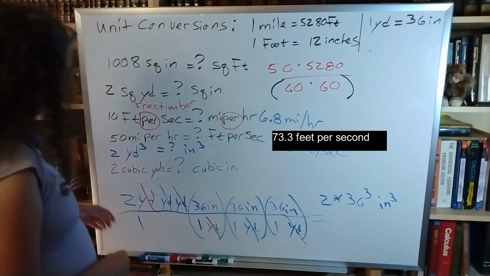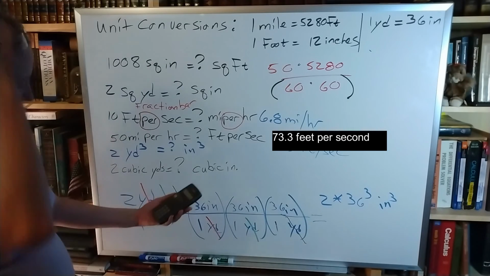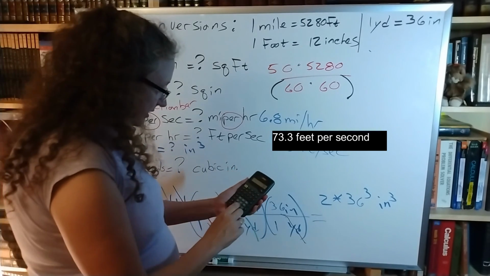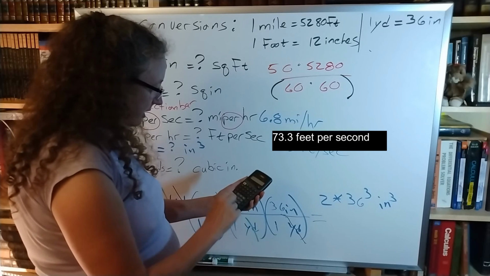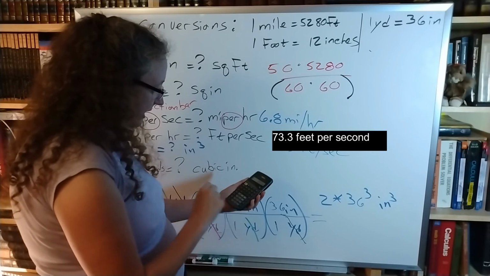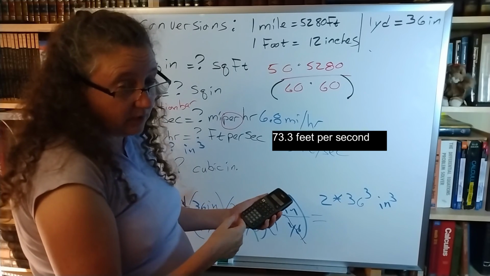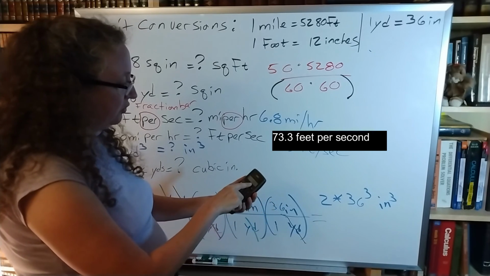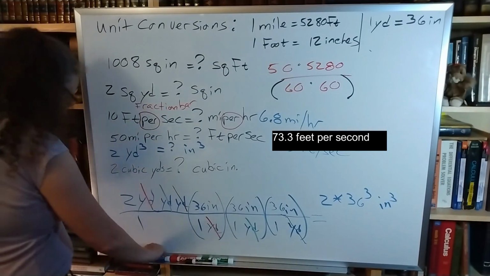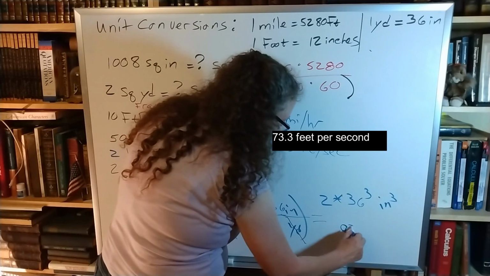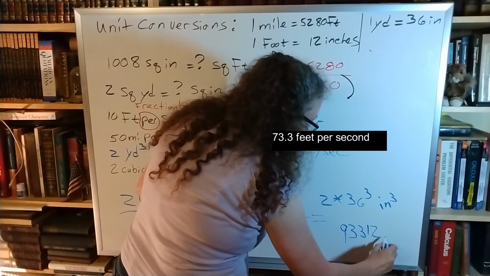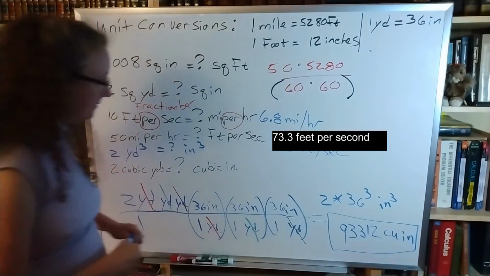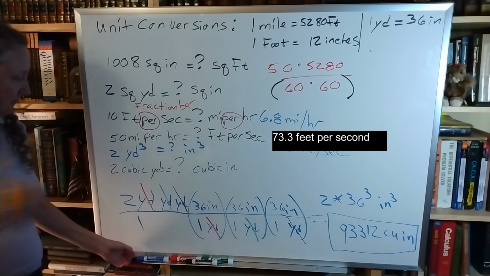So now I need to figure out what that is. This calculator has an exponent button, but I have to do that exponent before I can do the other stuff. And then I have to multiply the 2 into that, because this thing doesn't know the order of operations, so I have to tell it what to do first. So I have 93,312 cubic inches. And these are finished.